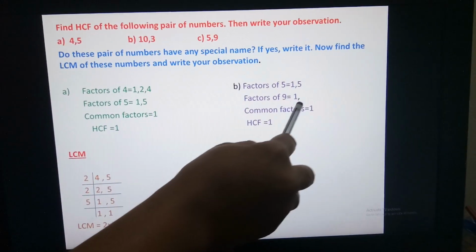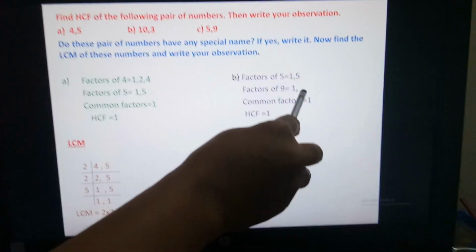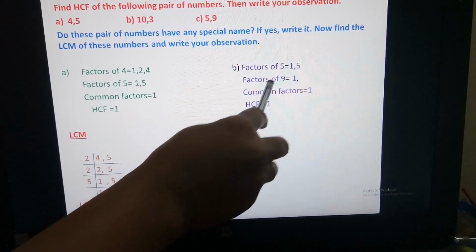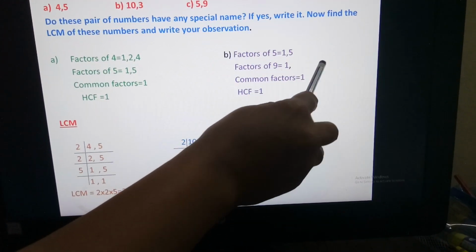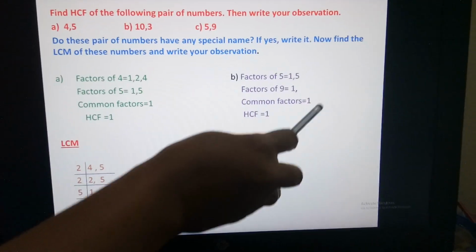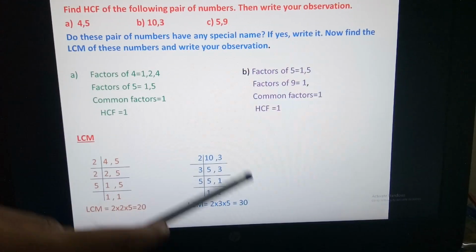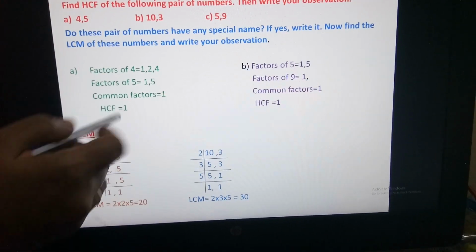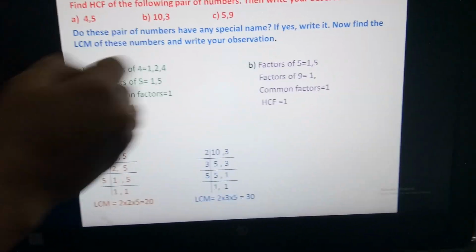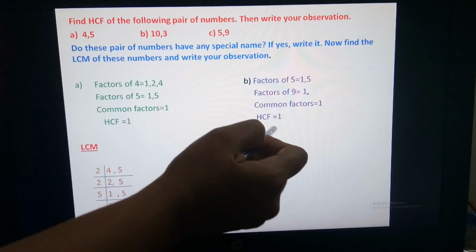Children, I am very sorry, here by mistake it has been deleted. Factors of 9 are 1, 3, 9. Again I am repeating, factors of 9 are 1, 3, 9. Even so, we do not have any common factors here, only 1 is the common factor. So HCF will be 1. Okay. Now, what observation did you get? Out of these two questions, both of them got the HCF as 1.